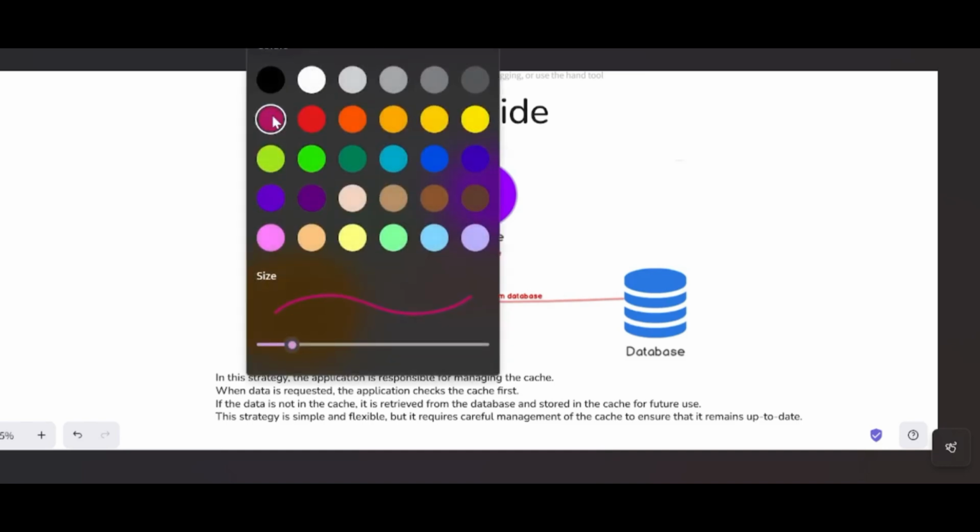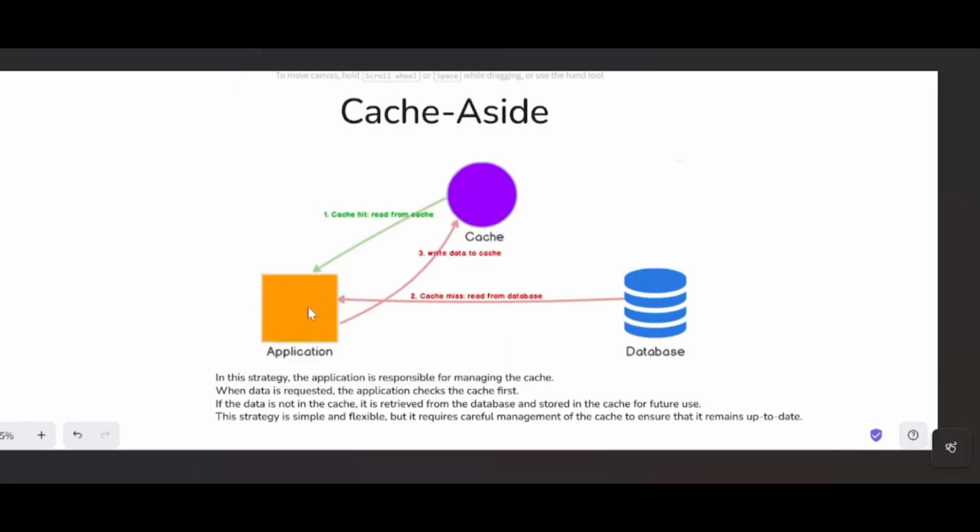So for read, suppose this is the application. The application will first make the request to the cache. If the data is present in the cache, we shall get the data from the cache and the application will receive it. That is a pretty simple flow.